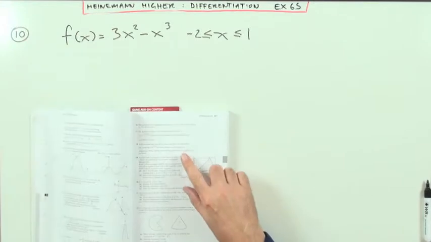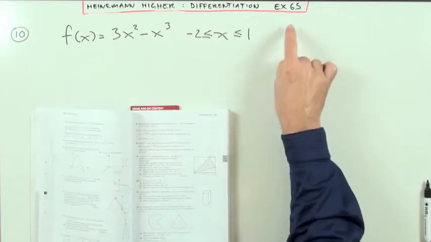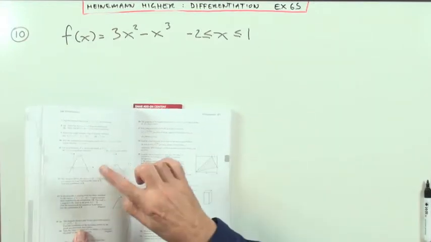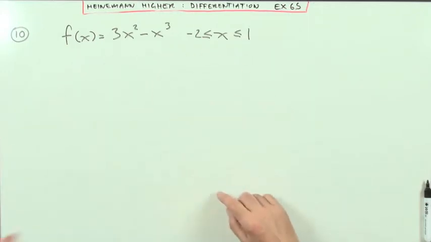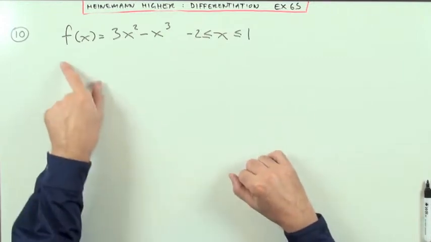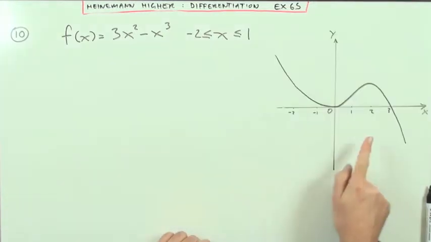Heinemann Higher. Chapter 6 on differentiation, the mixed exercise 6S at the end. Question 10, which is find a maximum minimum value of this in a closed interval. But first a bit of history. So consider the graph of this, which we'll put here.